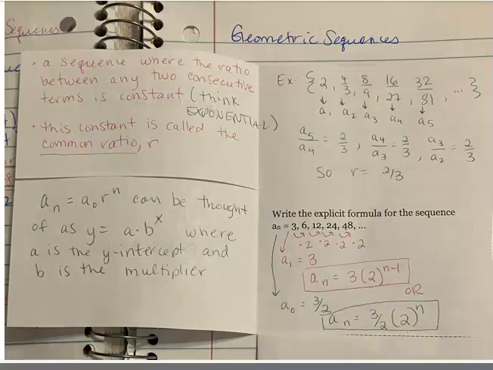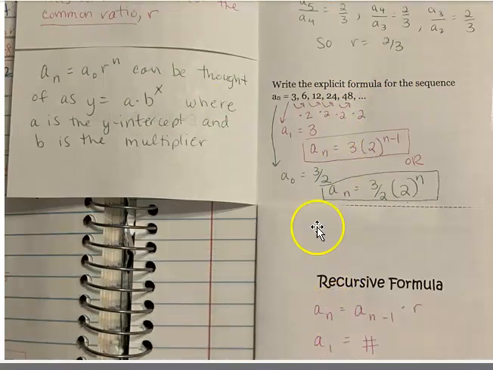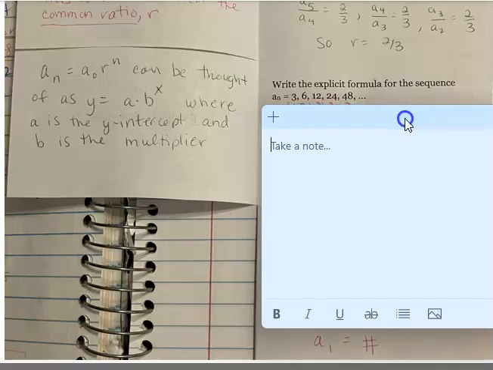When writing these using the explicit formula, you've got two formulas you can choose from. I don't care which one you choose to use. We have the one based on our exponential functions, y equals a times b to the x, where a would have been the y-intercept. It gets replaced with a sub 0, the 0th term of the sequence. And b, remember, was that multiplier. It gets replaced with r. And then x gets replaced with n.